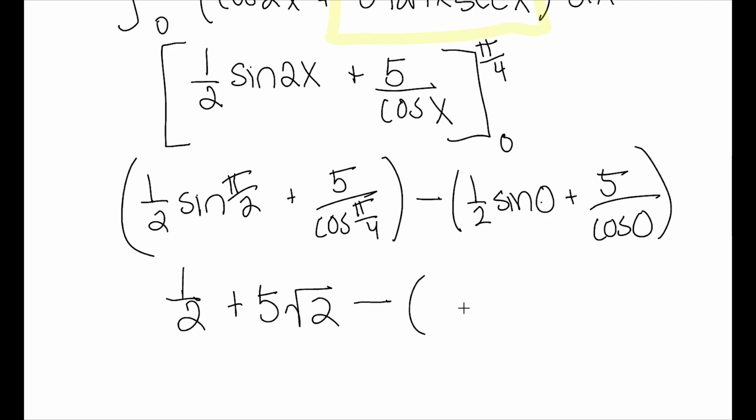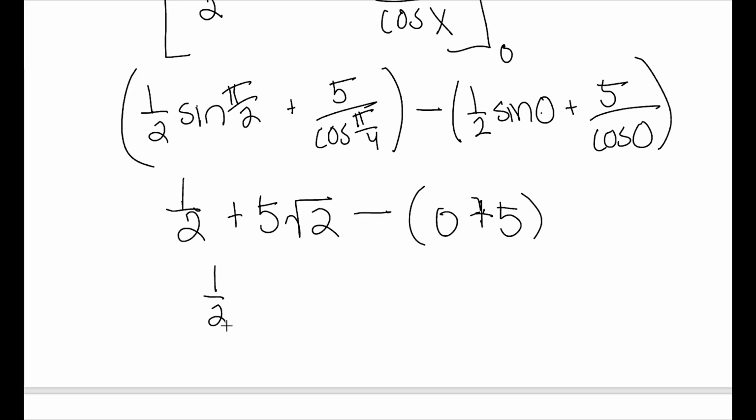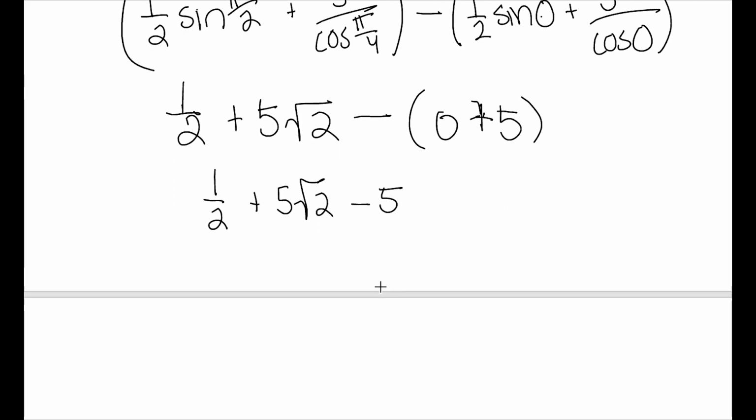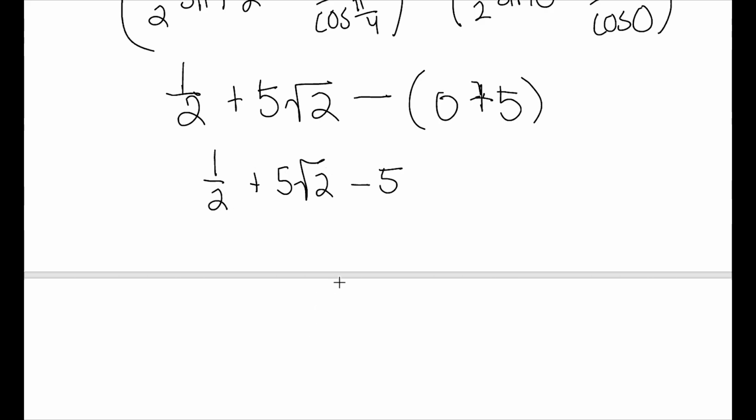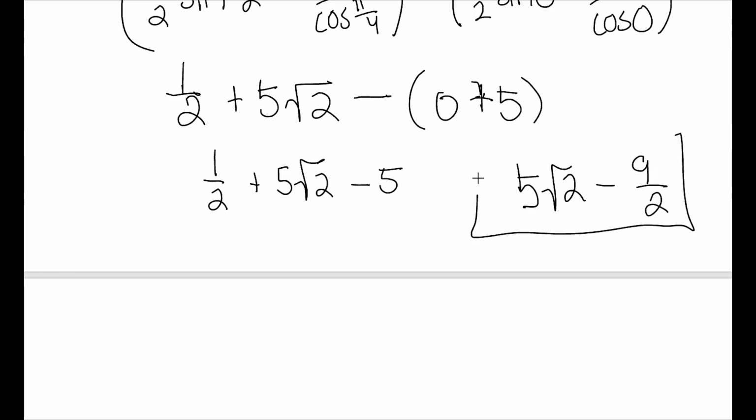Okay. Sine of 0 is 0, and cosine of 0 is 1. So here we have 0 plus 5, which becomes 1/2 plus 5 root 2 minus 5. So if you have 1/2 minus 5, you get 5 root 2 minus 9 over 2 as your area under the curve.